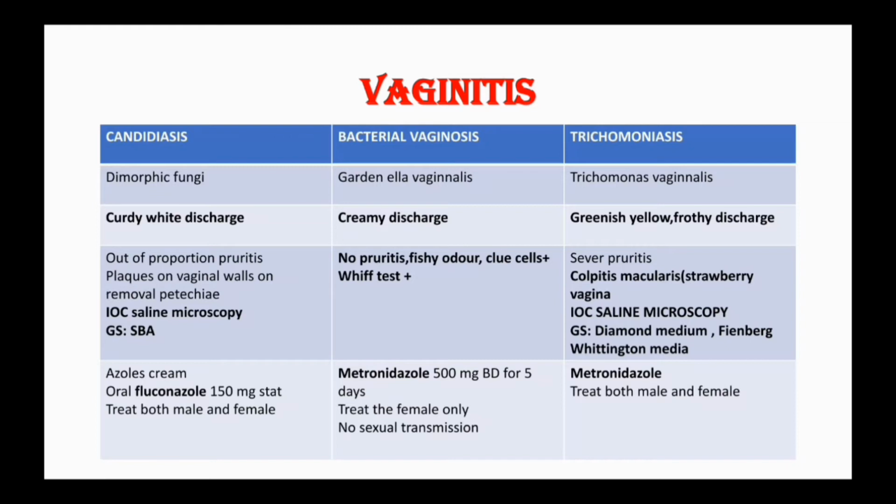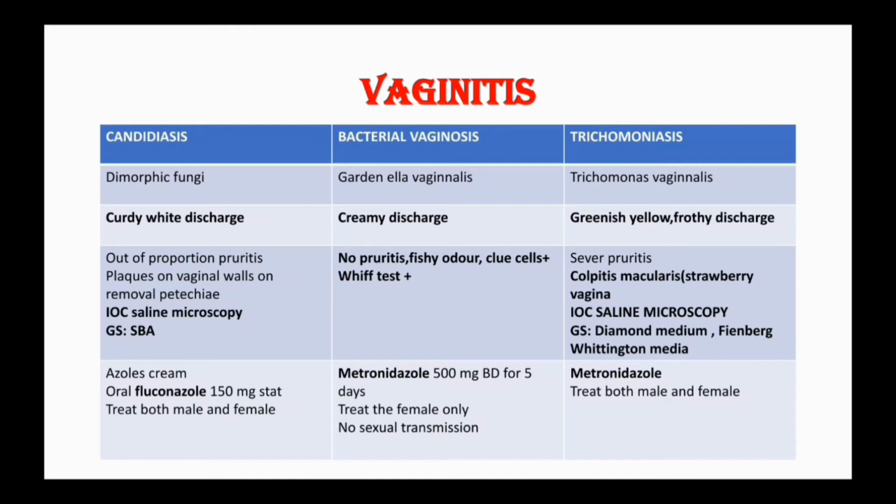The treatment of candidiasis: you can prescribe the patient azole cream or oral fluconazole 150 mg stat. In candidiasis, you have to treat both partners, male and female. In bacterial vaginosis, treatment includes giving the patient metronidazole 500 mg BD for 5 days. Here you have to treat the female only, because there is no sexual transmission. In trichomoniasis, treatment includes metronidazole, and you have to treat both male and female.